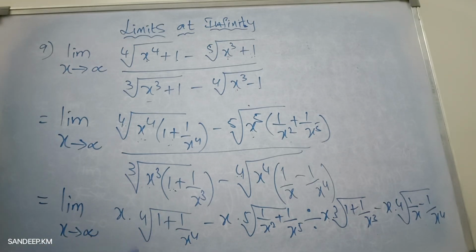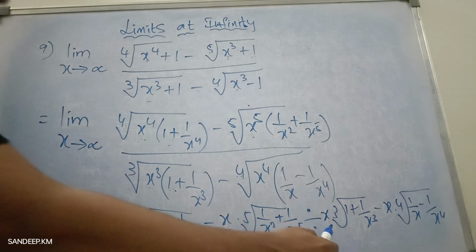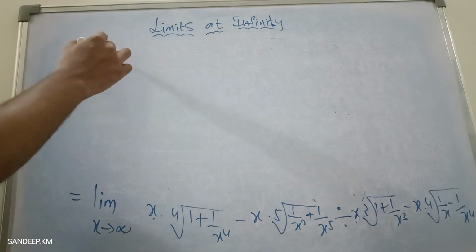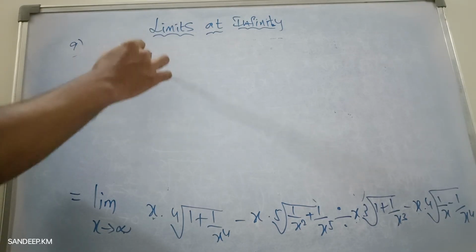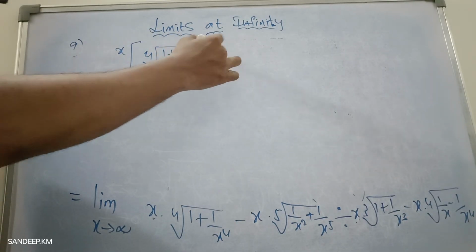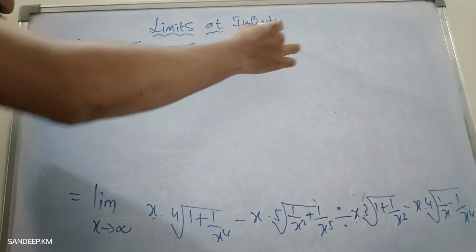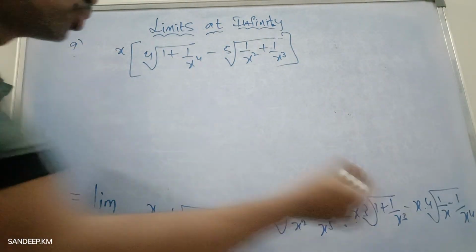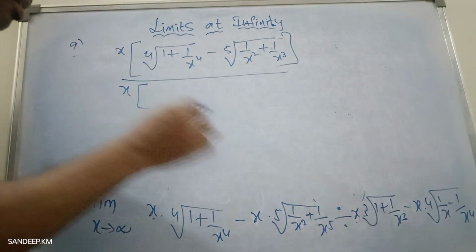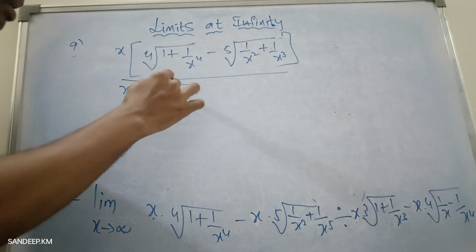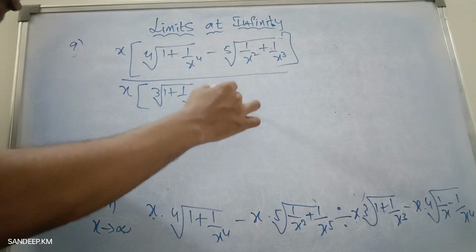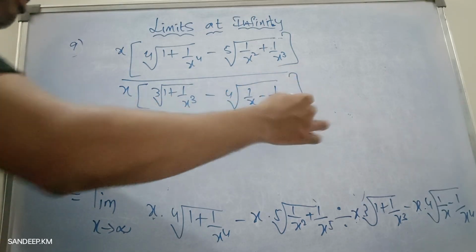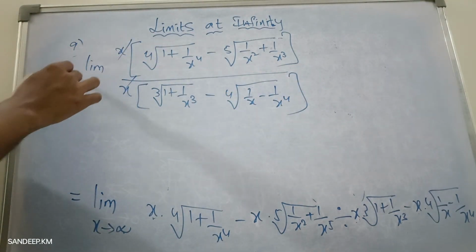Now dear students, as x approaches infinity, 1 by x approaches 0. But before that, in the numerator I can take x common. In the denominator also I can take x common. So in the numerator, x into fourth root of 1 plus 1 by x power 4 minus fifth root of 1 by x square plus 1 by x cube. Similarly, in the denominator also, in these two terms, I can take x common: cube root of 1 plus 1 by x cube minus fourth root of 1 by x minus 1 by x power 4. Obviously, x and x get cancelled, where limit x approaches infinity.